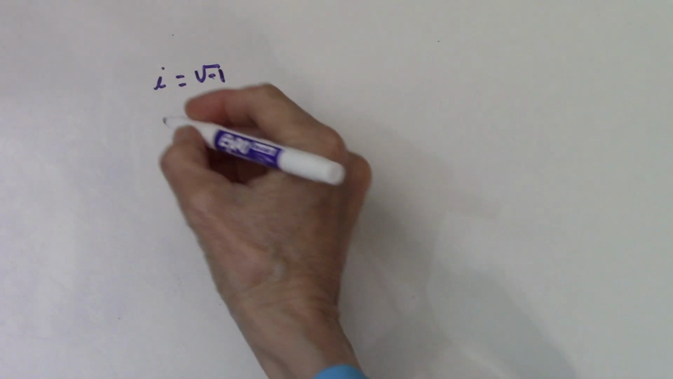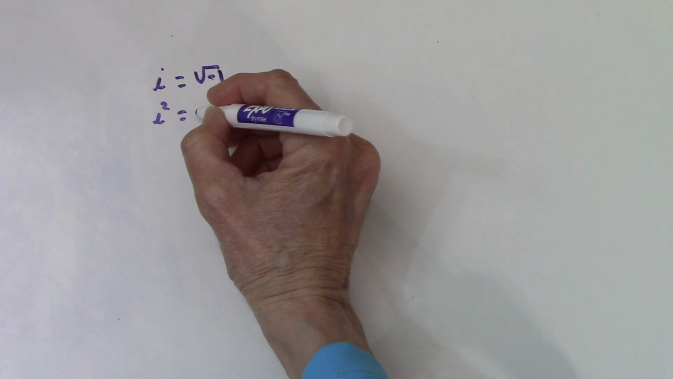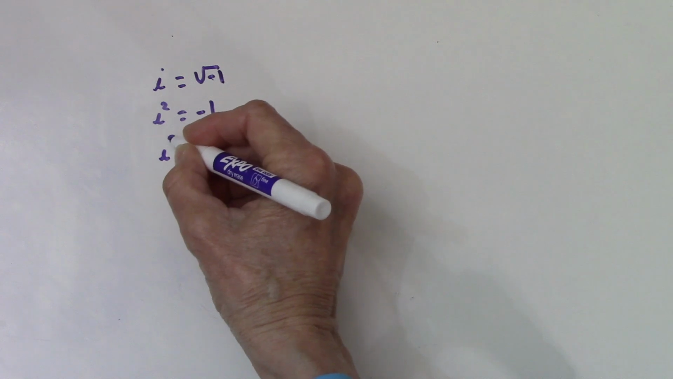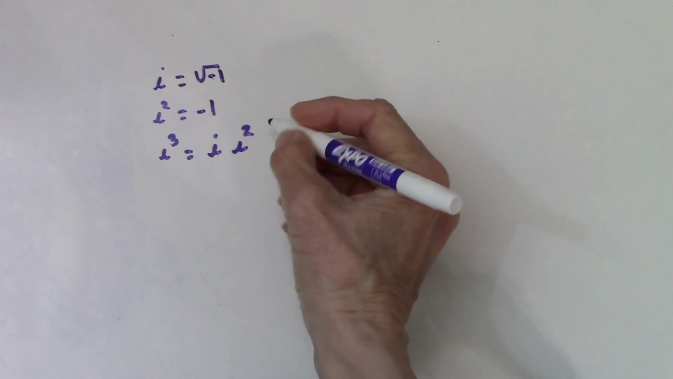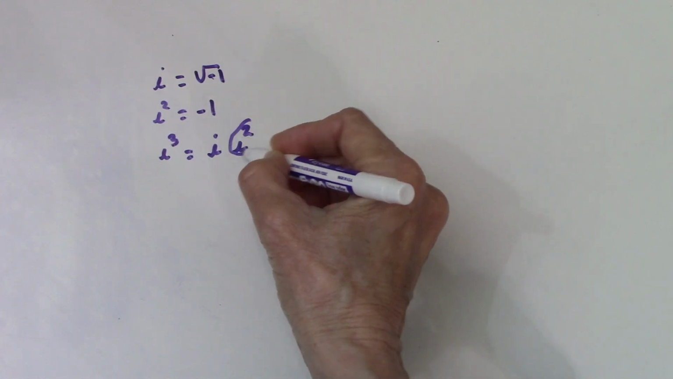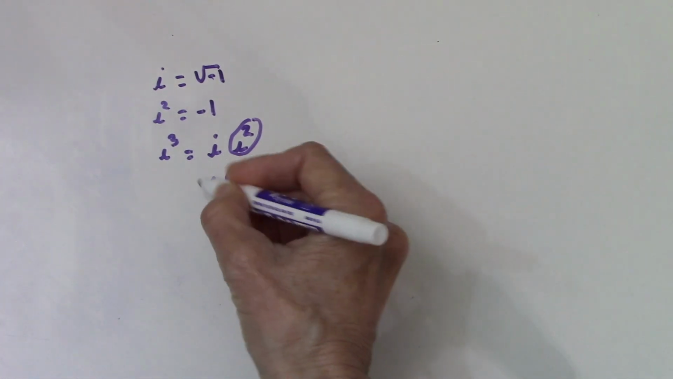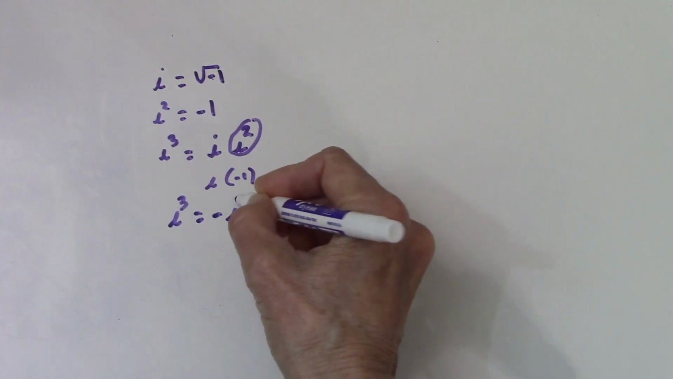Okay, in the previous video, I mentioned that i is the square root of -1, and we write it as an italicized i. We also state that i squared equals -1. It just is. You have to accept that. Now, i cubed is i times i squared. So since i squared is -1, we get i times -1, or i cubed equals -i.